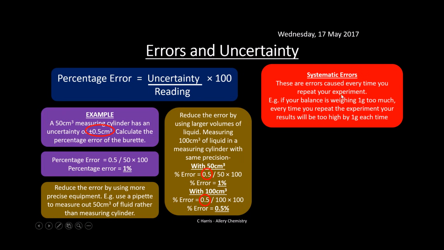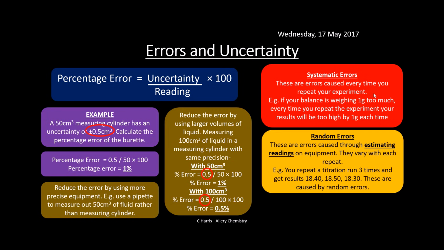Systematic errors, basically these are errors that are caused every time you repeat your experiment. So for example, if your balance is weighing 1 gram out, it might not be calibrated properly. Every time you repeat the experiment, your results will be too high by 1 gram. This is called a systematic error.